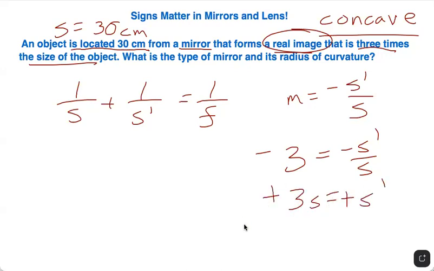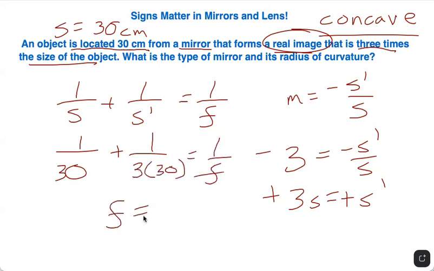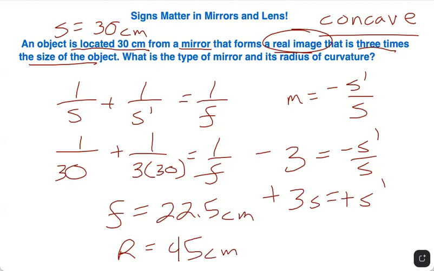Let's see. So now we have S prime is 3S, so 1/30 plus 1/(3 times 30) is equal to 1 over the focal length. Solve for the focal length F. Where's my calculator? 1 divided by 30 plus 1 divided by 90. And the focal length is 22.5 centimeters. The radius of curvature is always double the focal length. So if they ask for the radius of curvature, that's 45 centimeters.